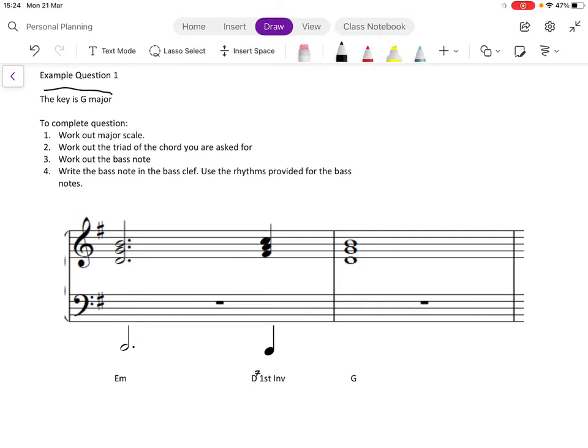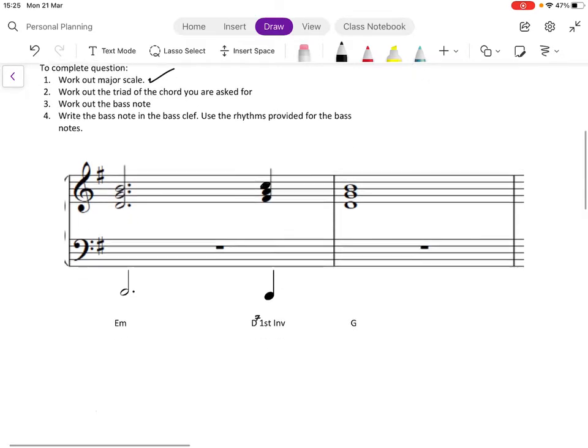You can see here we're given the key, it's in G major. We can also tell that from the key signature. So the first thing we're going to do here is work out the major scale. So remember to do that, it's in G major, so we just write from G to G, and then we add any sharps or flats that are in the key signature. So let's do that just now. So G, A, B, C, D, E, F, G, and of course, as we can see here, we've got an F sharp. So we add that in there, and that's our G major scale.